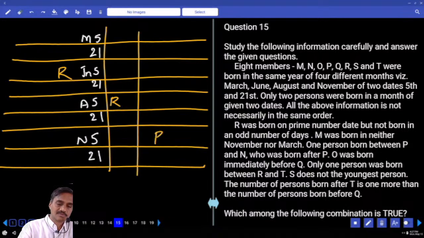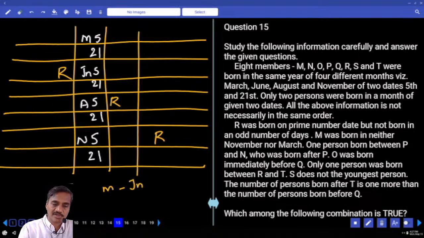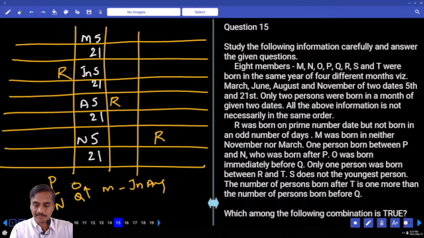The next one, M was born neither in November nor March, hence M is either June or August. And one person between P and N. N was born after P. O was born immediately before Q. Now O is immediately before Q.